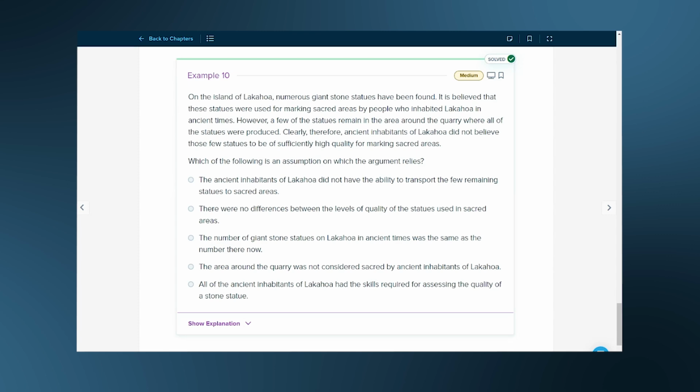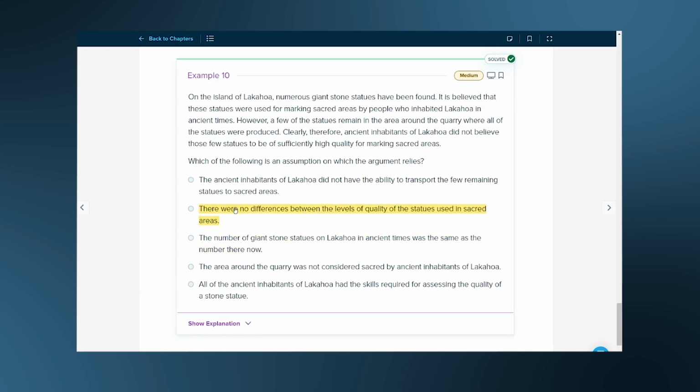Okay, the conclusion here is also indicated by summation transition words. What assumptions would connect these first three sentences to this last conclusion sentence? Let's look. A, the ancient inhabitants of Lakahoa did not have the ability to transport the few remaining statues to sacred areas. Okay, this undermines the conclusion because it offers an alternative reason for the statues to be where they are than the author states. It can't be an assumption that this author is relying on.